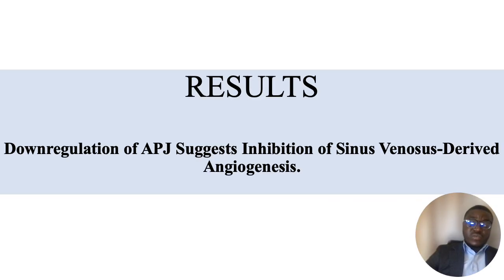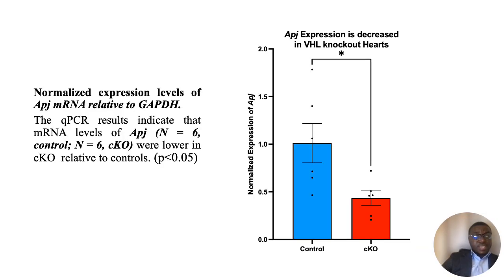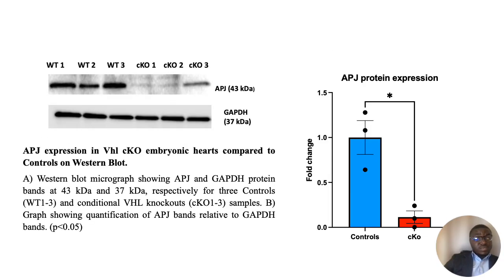So then we look at the results of the APJ. At the mRNA level, there was a significant increase in the APJ levels in the control compared with the VHL knockout. In this study, both the mRNA levels of APJ and the protein levels were markedly reduced in the knockout hearts. This reduction suggests that hypoxia exerts a suppressive effect on APJ signaling.